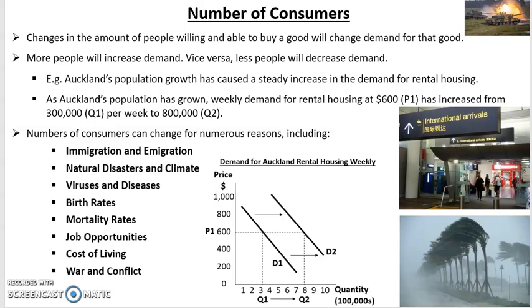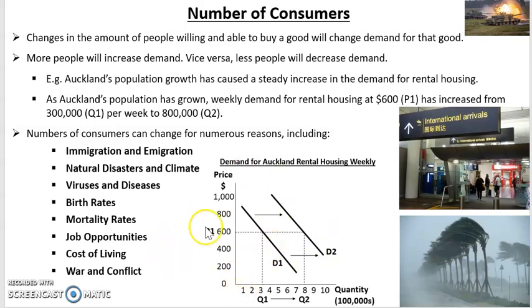So today, we're going to have a look at how the number of consumers affects demand. Consumers really is just the number of people who might potentially buy a product. These are people who want a product, a good or a service, and they have the financial ability to afford the product. Quite simply, when the number of consumers increases, we'll see an increase in demand. Conversely, when we see a decrease in the number of consumers, we'll see a decrease in demand.